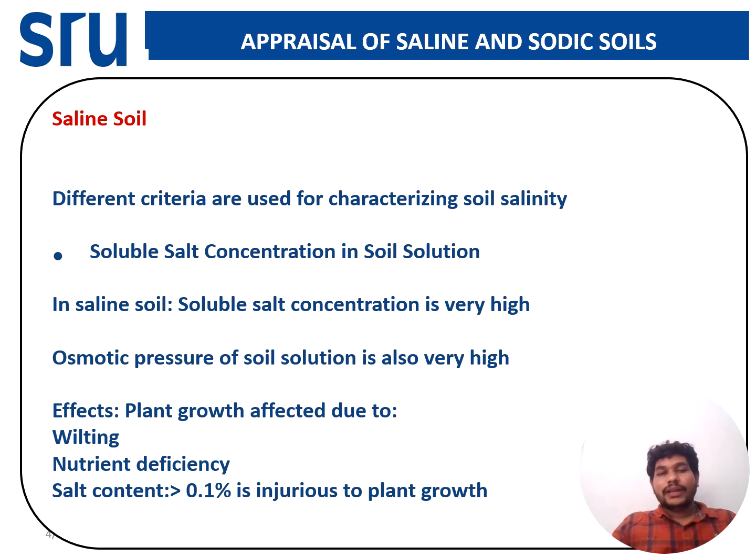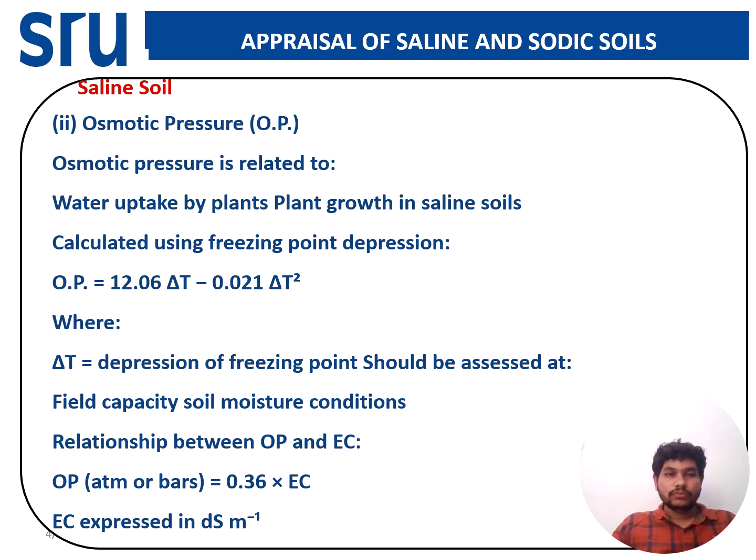What criteria do we use to characterize saline soil? One is the salt concentration. If the salt concentration is very high, we say the soil is a saline soil. Another criterion is the osmotic pressure, that is OP. If the OP of the soil is very high, then the soil is saline soil. The effects of saline soil are wilting and nutrient deficiencies. If the salt concentration is more than 0.1%, it will affect the root growth.